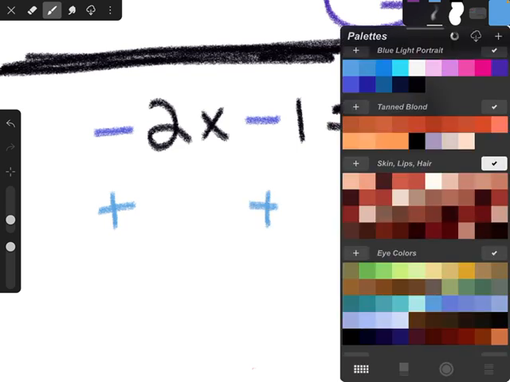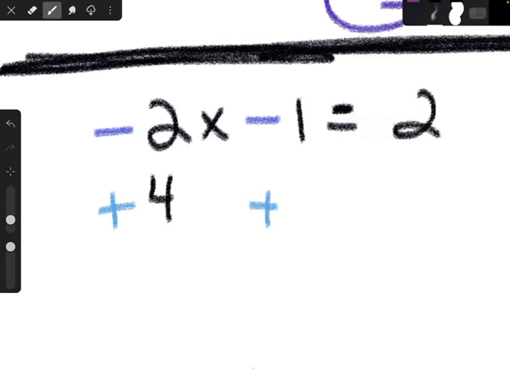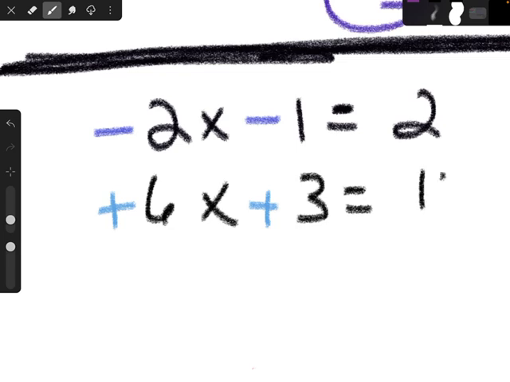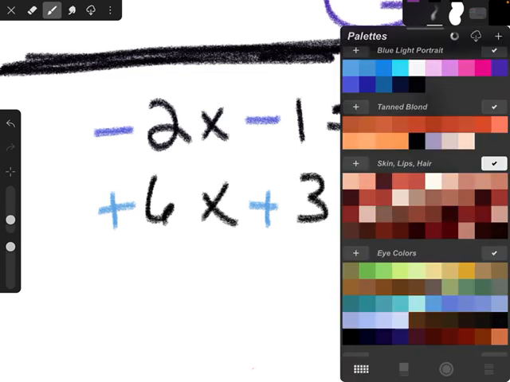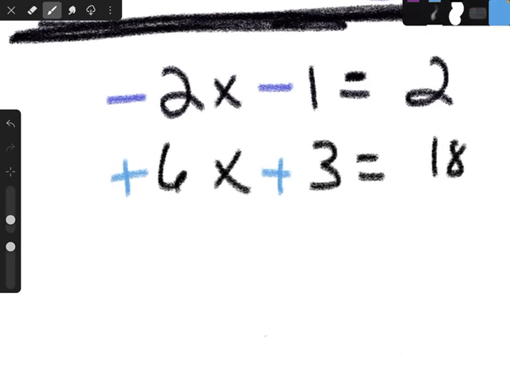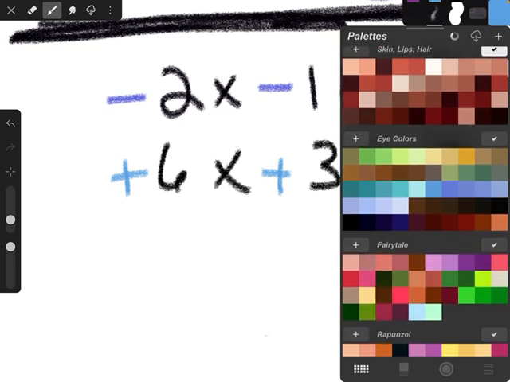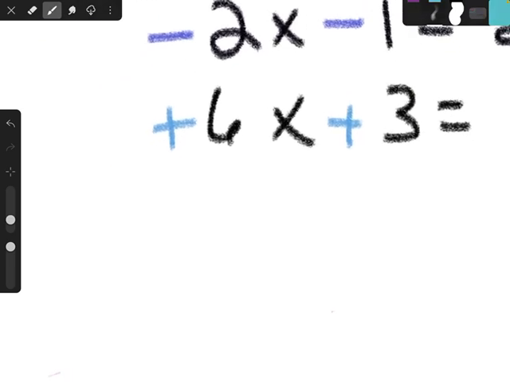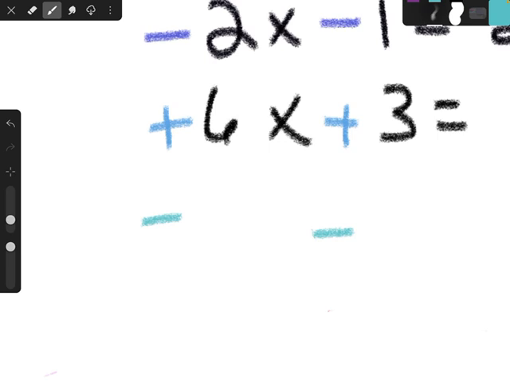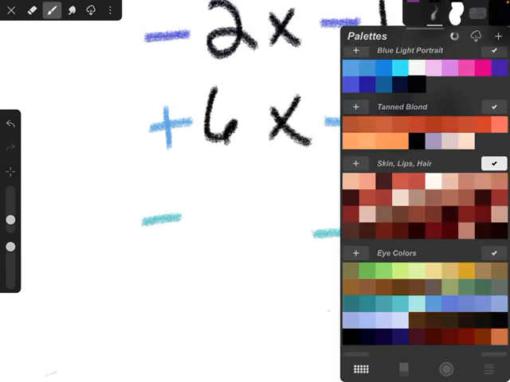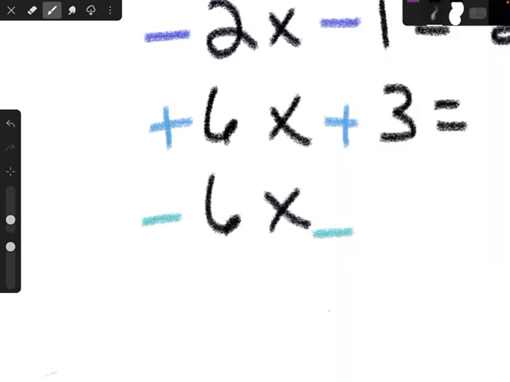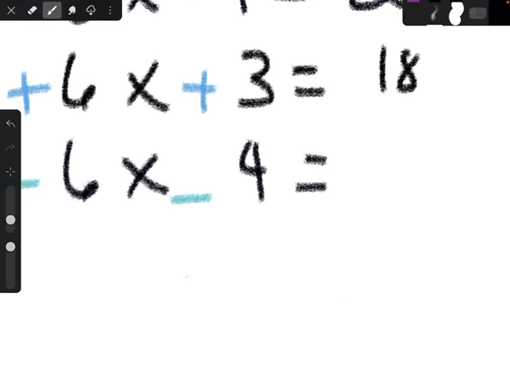And we could say 4. I keep doing 4s. 6 times 3, which is what? 18. Stay with me, guys. And I need another color. Oh, this looks cool. And then, I don't know, 6 times 4. Why not just go up the ladder here? What's 6 times 4? 24.